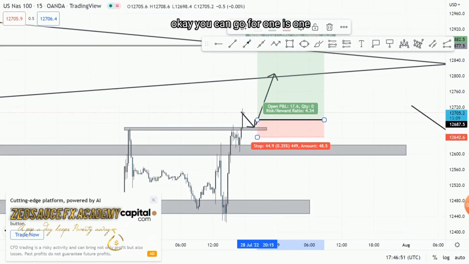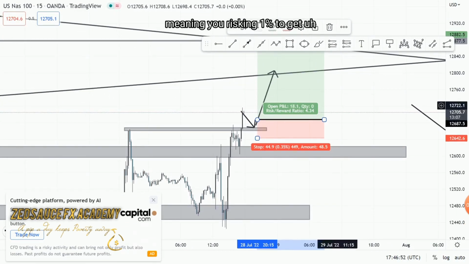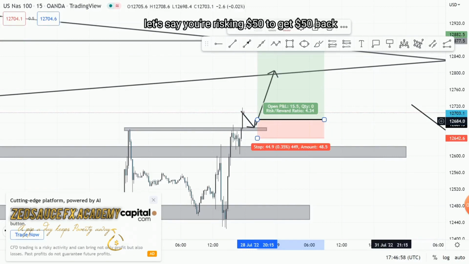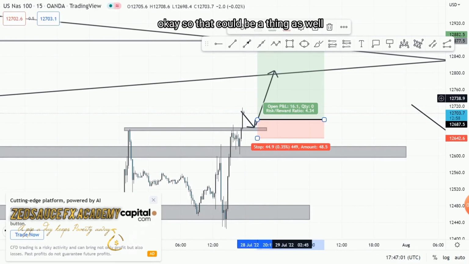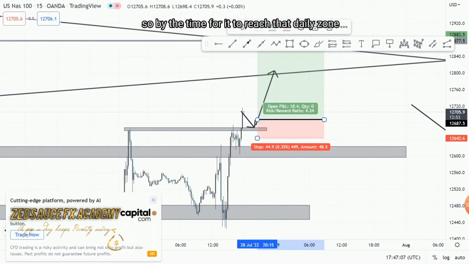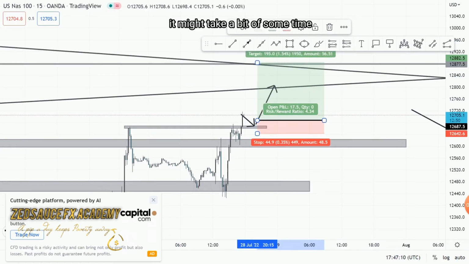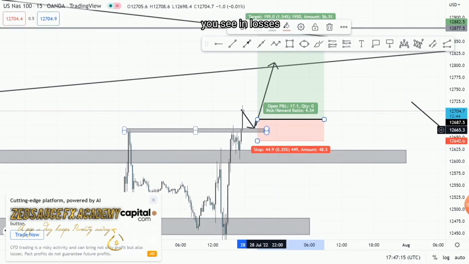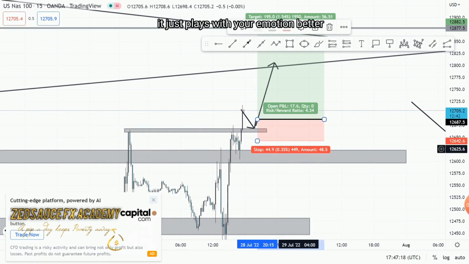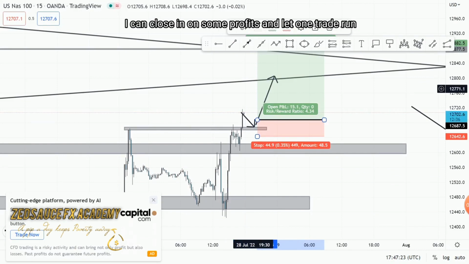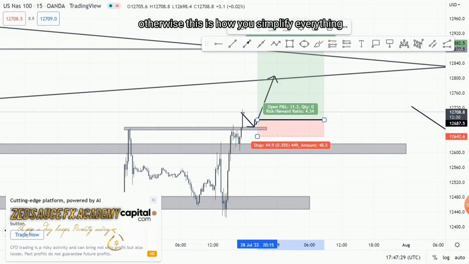Okay, you can go for a 1:1, meaning you're risking, let's say, $50 to get $50 back. Okay, so that could be a thing as well, because you have to know that the market moves up and down. So by the time it reaches that daily zone, it might take some time. So for you to be on the safer side, rather than you enter a trade, then you see it in profit, you see it in losses, it just plays with your emotion. Better you have a realistic target to say, okay, if I reach somewhere in this area, I can close in on some profits and let one trade run. Otherwise, this is how you simplify everything.